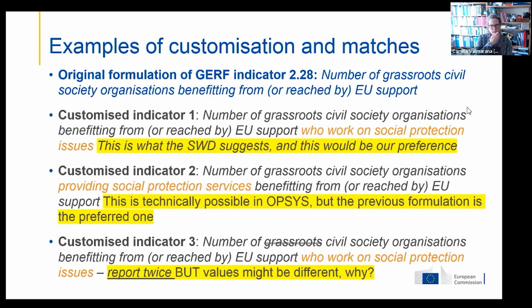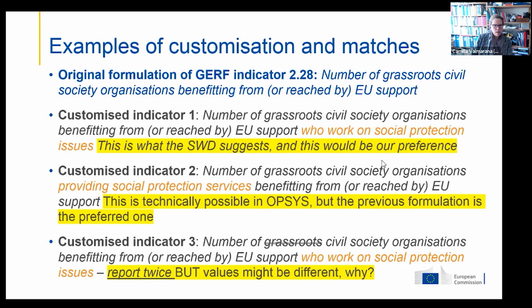And we have three potential customized indicators. The first one is number of grassroots civil society organizations benefiting from or reached by EU support who work on social protection issues. So essentially the identical formulation to the GERF indicator with the part in orange added, so with a specification to sort of restrict it a bit. And this is a way in which the staff working document suggests that you customize indicators, of course, if relevant.